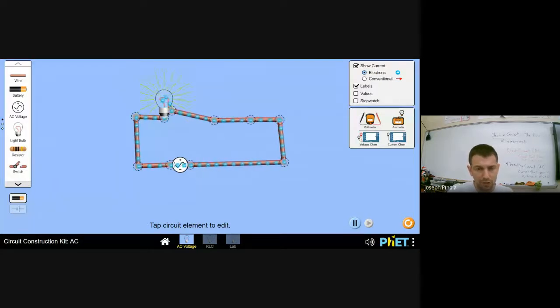Notice my electrons shift. They constantly switch directions back and forth. This is alternating current. Do you know what provides alternating current? Well, you might look at this and say, why would somebody ever use alternating current? Because it turns the light on and off. But actually, almost all the outlets in your house use alternating current.